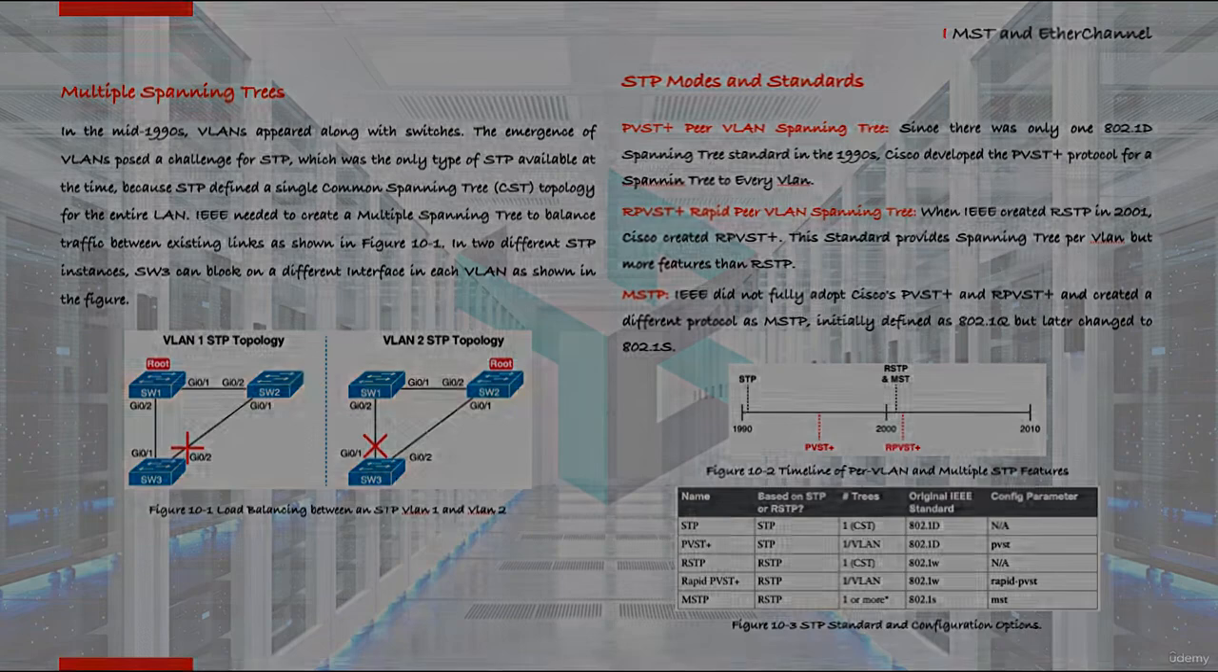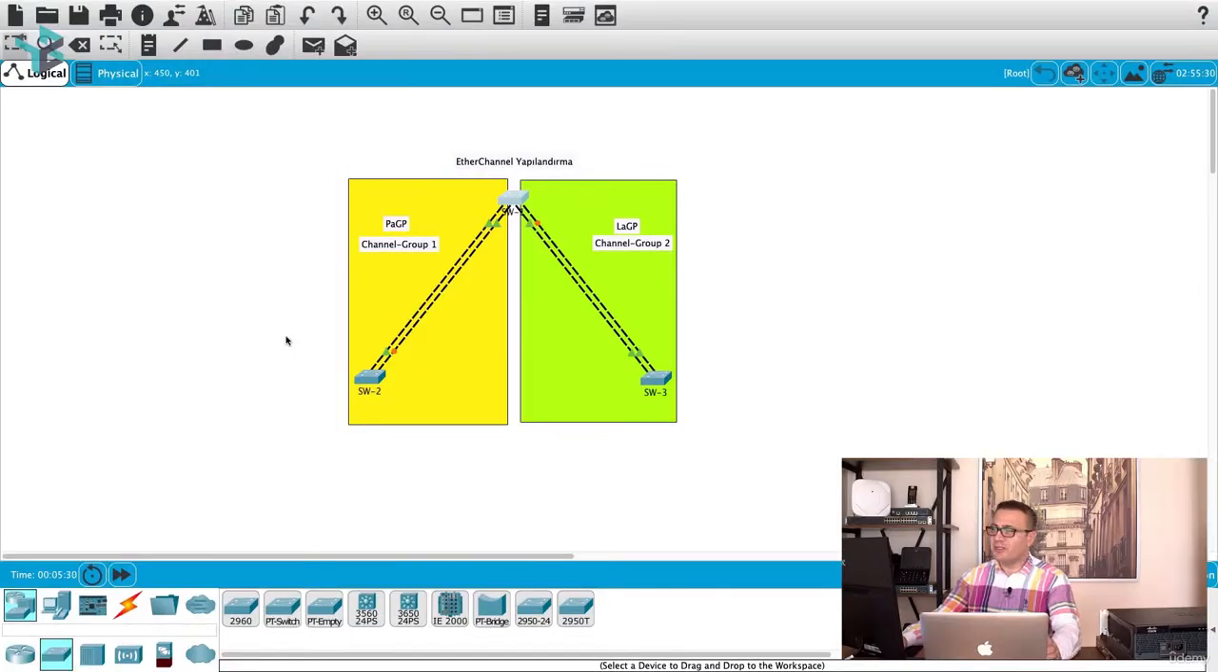Hello everyone, in this lesson I will show you how to configure EtherChannel. I have already prepared the lab, I put it under the video, you can download it from there. We have 3 switches in our topology, switch 1, switch 2 and switch 3. We will configure the yellow side with the Port Aggregation Protocol developed by Cisco, and we will configure the green side with the Link Aggregation Control Protocol used by all brands that IEEE has standardized.